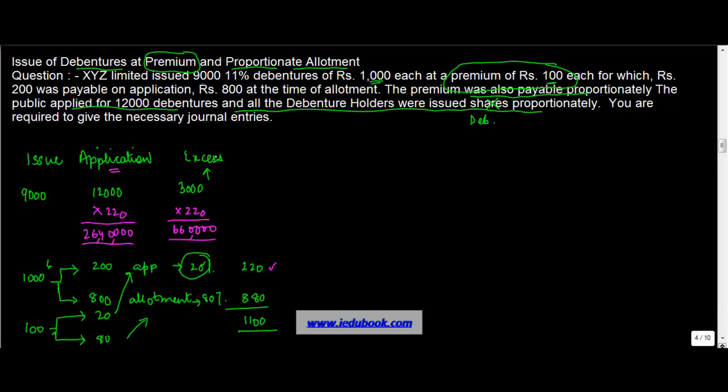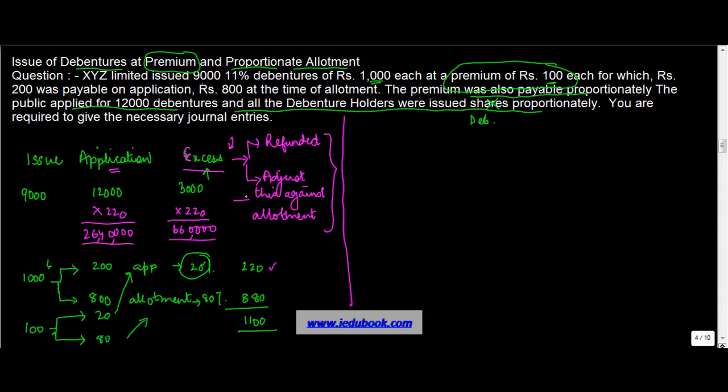Now there is nothing said as to what happened to this excess money, so there could be two manners in which this excess can be dealt with. This can be refunded, or you can actually adjust this against allotment. This adjustment can happen because we are told that the debenture holders were issued debentures proportionately. So let's see how the entries work.